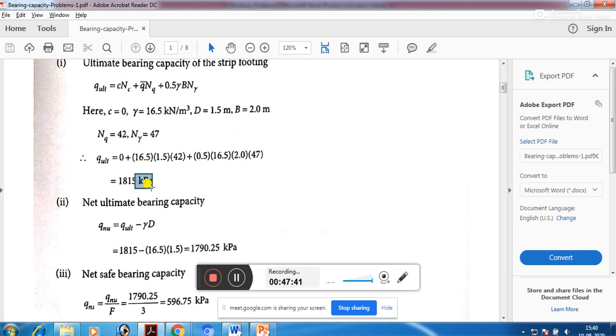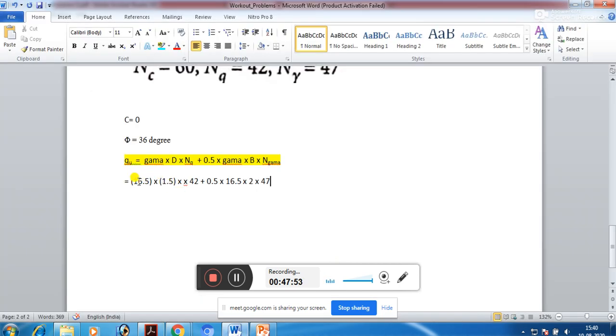in kilonewton per meter square. Okay. So kilonewton per meter square, because you see the unit of 16.5 is what? You must understand this unit very well. The unit of this 16.5 is kilonewton per meter cube, and this is having unit of meter. So if you multiply kilonewton per meter cube with meter, you are going to have kilonewton per meter square, and that is nothing but kilopascal.